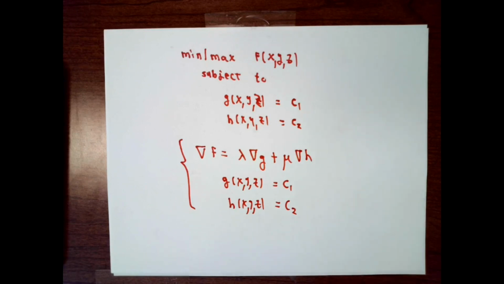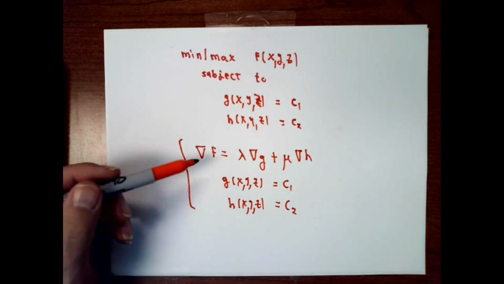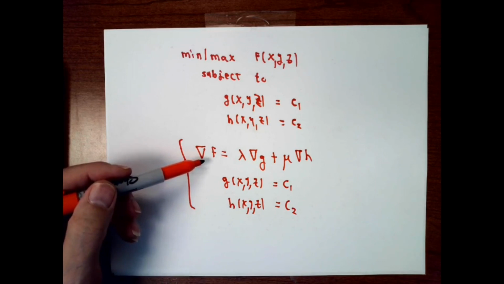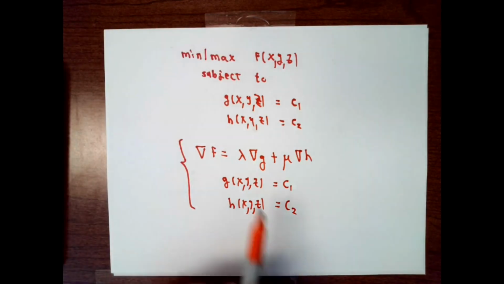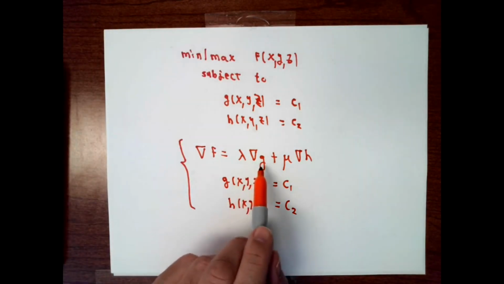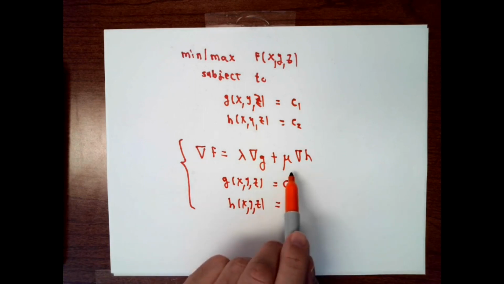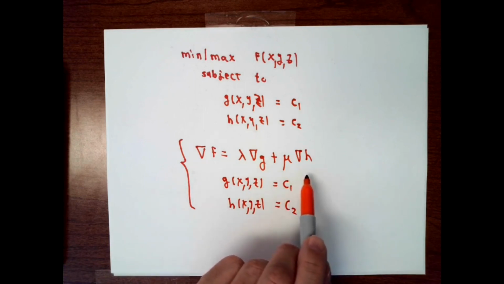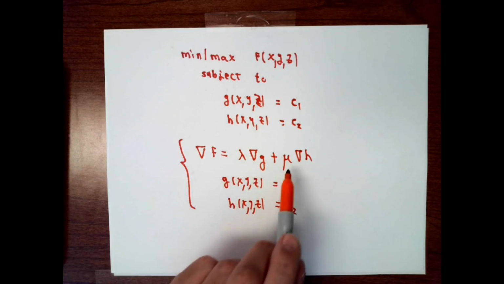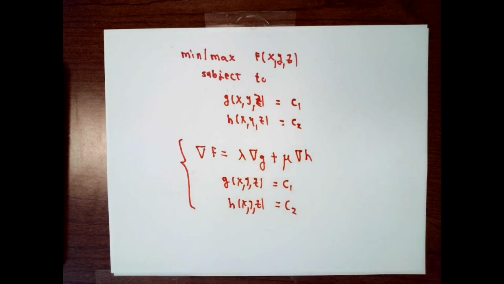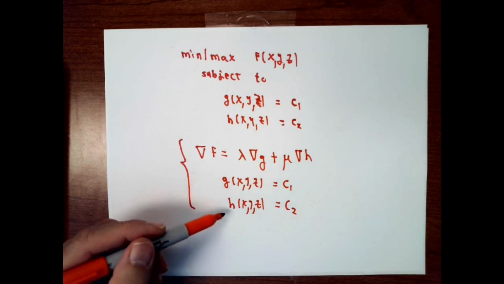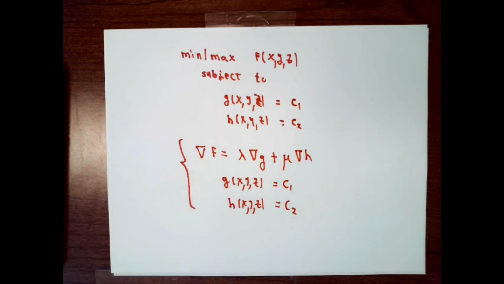Logic that's similar to what we did before leads us to the differential part of our calculation. The gradient of the objective must be a constant times gradient of g plus another constant times gradient of h. There are now two of these Lagrange multipliers. Also, we have to be within both of the surfaces that we're interested in.